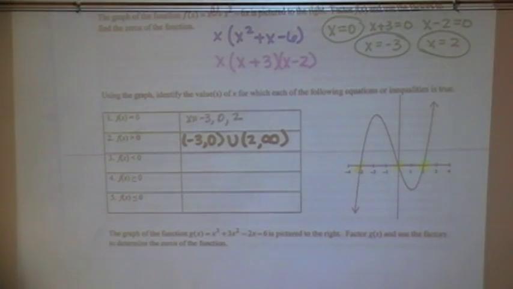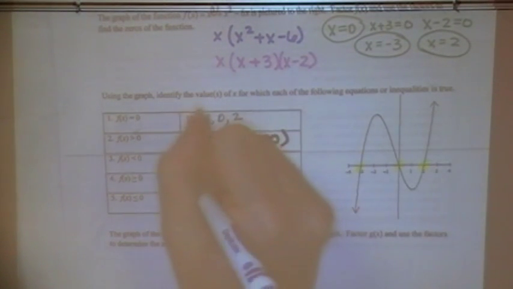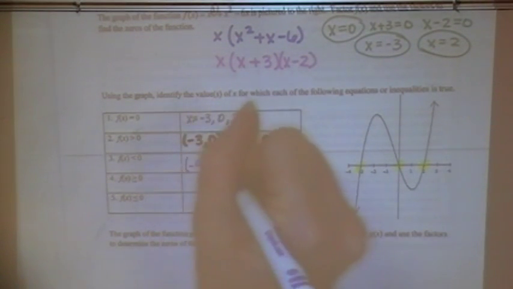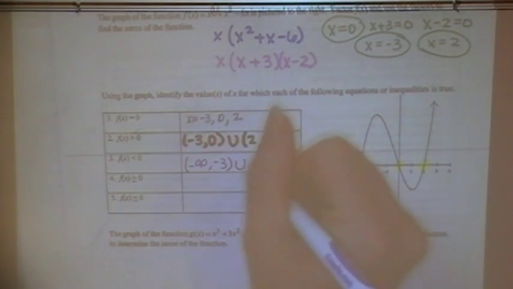The next question is where is it less than 0? Not less than or equal to, but just less than. So it's less than on this first piece, going from -infinity to -3. And then it drops below again at 0 to 2.